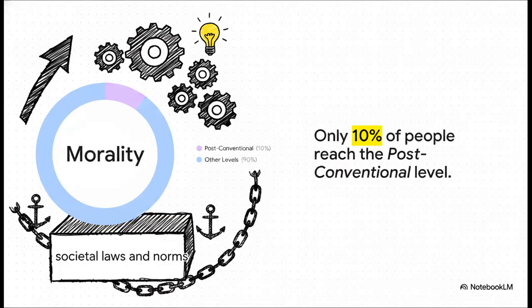Now, you might assume a lot of adults make it to that top tier. Actually, scratch that. Prepare for a bit of a shock. Kohlberg's data revealed that only 10% of people actually reach this final post-conventional level of morality. A whopping 90% of the population remains firmly stuck in the conventional level, heavily relying on societal laws and group norms to dictate what is right and wrong.